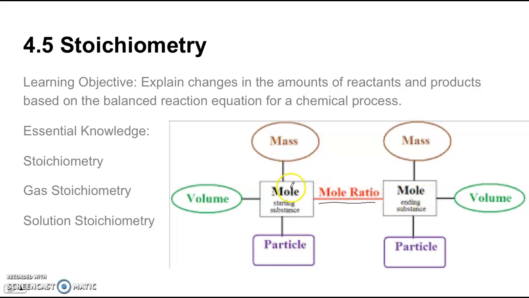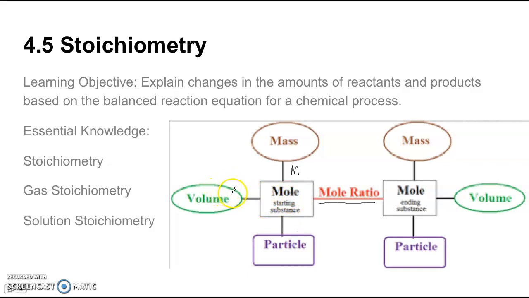If we're converting between moles and mass, we want to use the molar mass of the substance. If we're converting to or from particles, we need to use Avogadro's number, 6.02 times 10 to the 23rd. And a particle could be an atom, a molecule, a formula unit, or an ion.